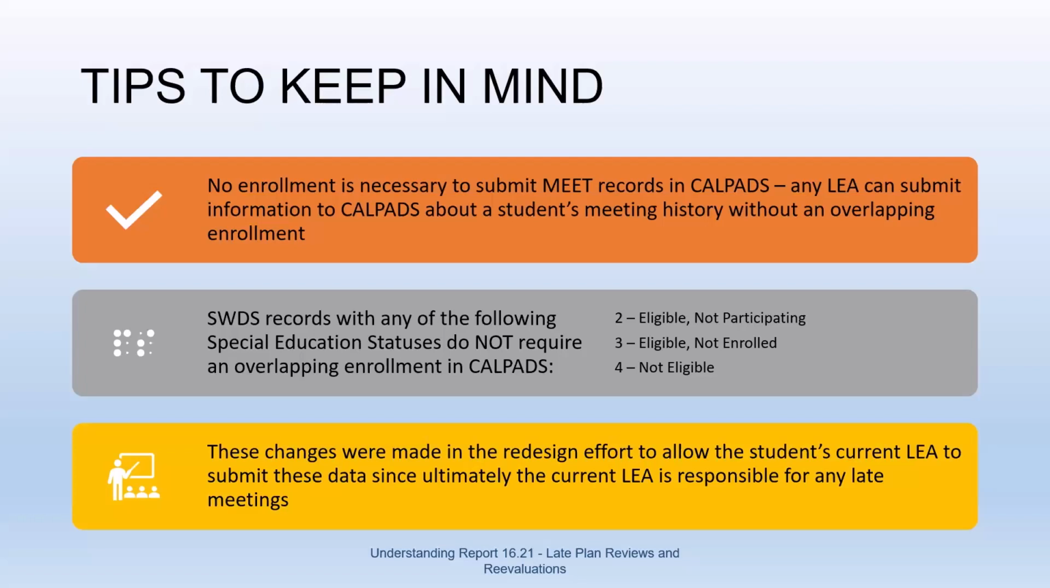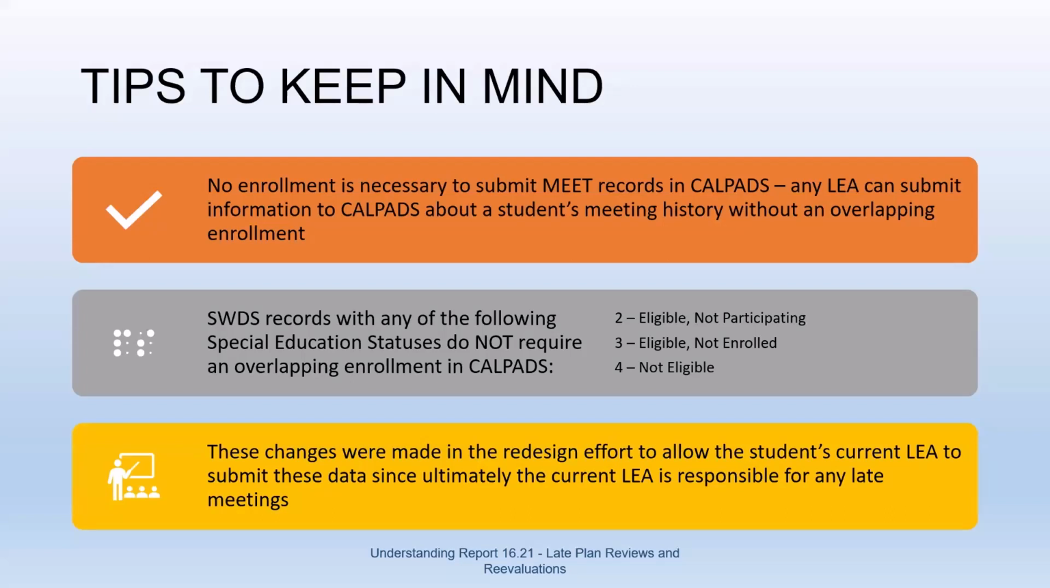Okay, the second thing is you can also submit up the SWDs record, the Students with Disabilities Status record, as long as the status that you're submitting up is eligible not participating, eligible not enrolled, or not eligible. You do not have to have an overlapping enrollment. So if a student has exited special education and they were exited by a prior LEA and that LEA did not submit up the exit, guess what? You can do it for them. And that student will then drop off of this report.